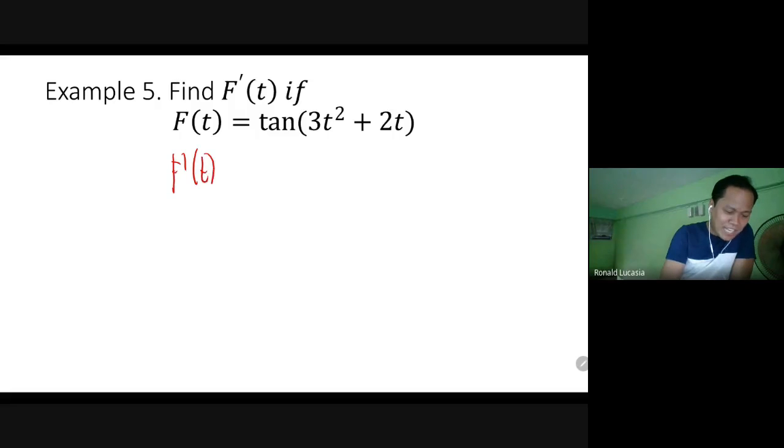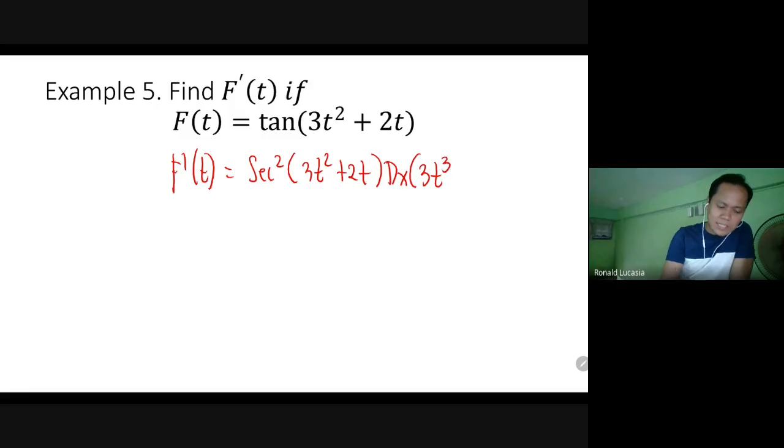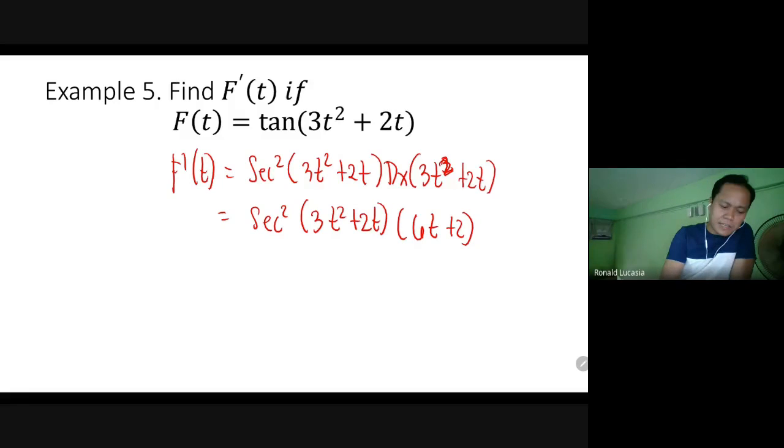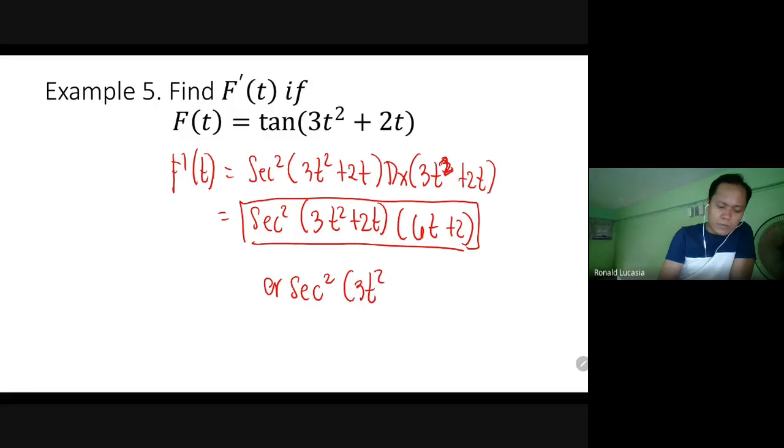Derivative of f(t). Ang ating tangent, the derivative of tangent is secant squared. That's secant squared, 3t squared plus 2t, and then derivative nung nasa parenthesis, 3t squared plus 2t. So we have there secant squared, 3t squared plus 2t multiplied by 6t plus 2. Hindi na natin masimplify yan. That's the final answer. You could have, or secant squared, 3t squared plus 2t multiplied by 2.